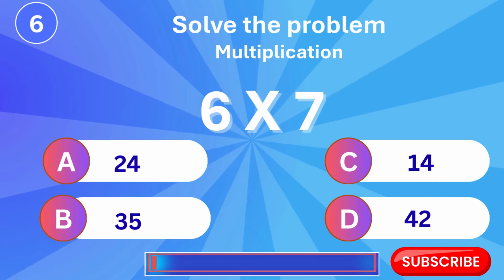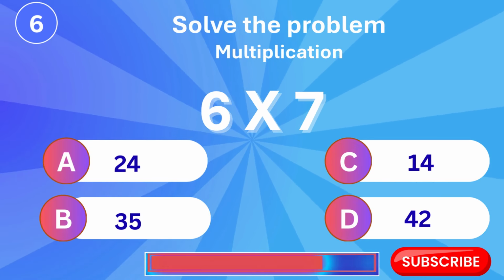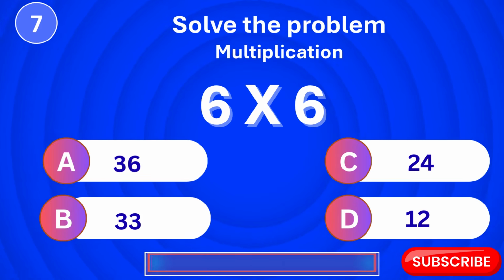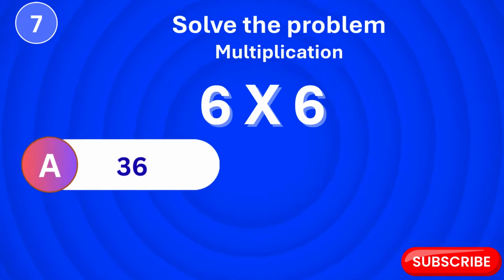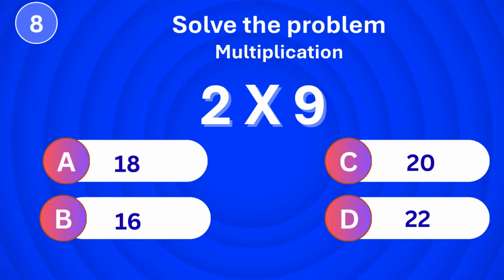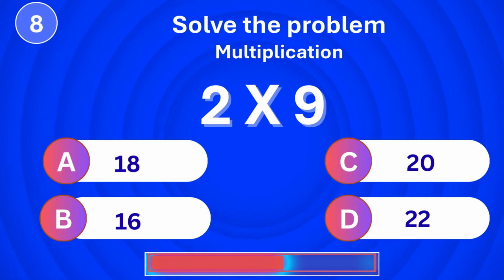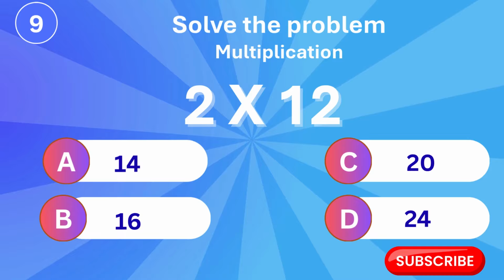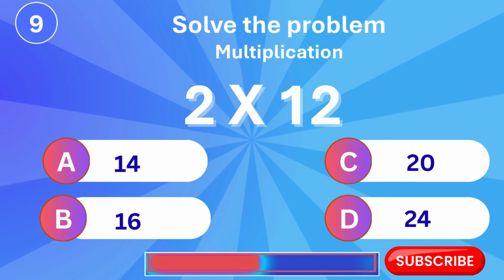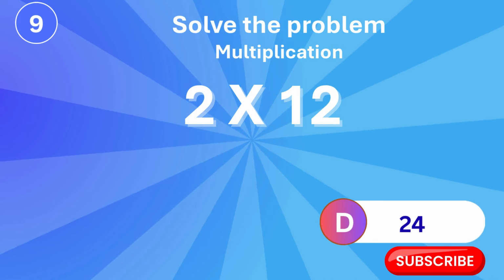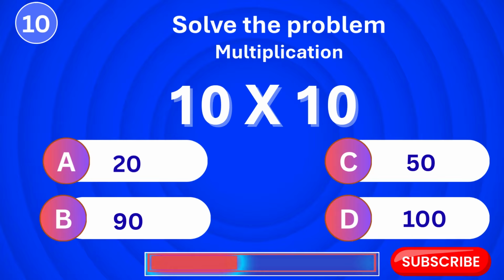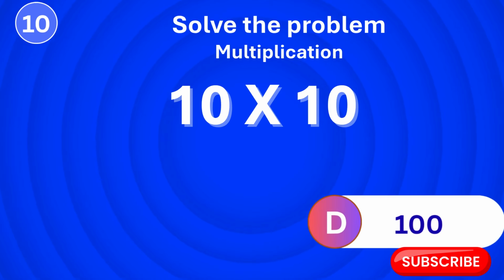What is 6 times 7? The answer is 42. Next. 36. 2 times 9? 18. What is 2 times 12? 24. What is 10 times 10? 100.